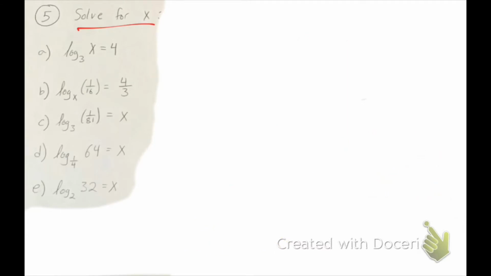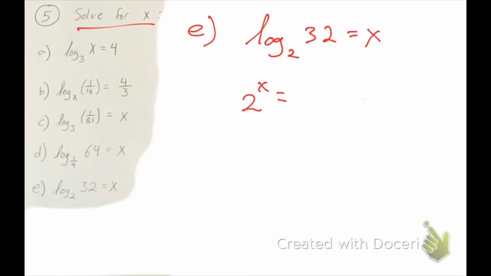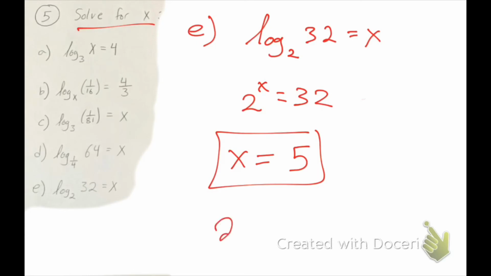Last example is E. Log base 2 of 32 equals x. So I recycle, 2 to the x is equal to 32. So 2 raised to what power is equal to 32? You could just literally plug that into your calculator and just do 2 times 2 times 2 times 2 times 2 until you get 32. But we get that x is equal to 5, because 2 raised to the power 5 is equal to 32.